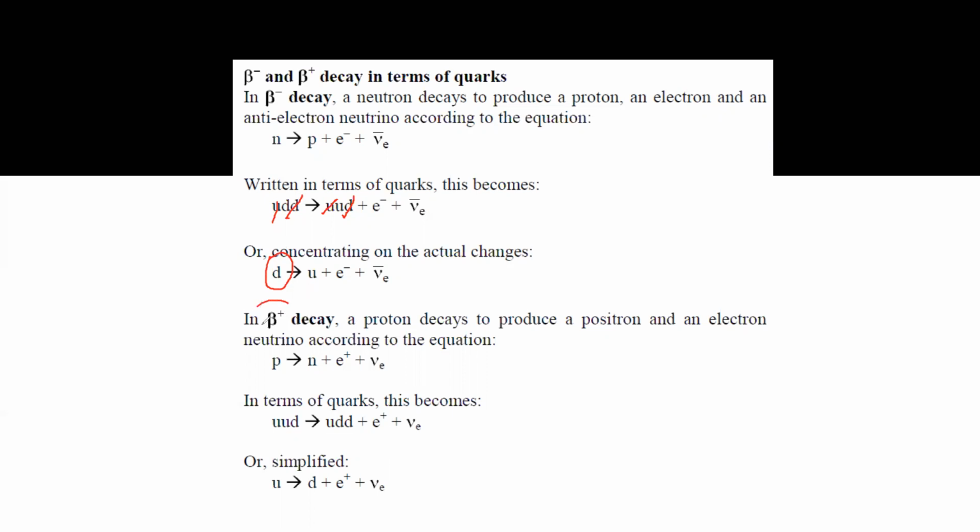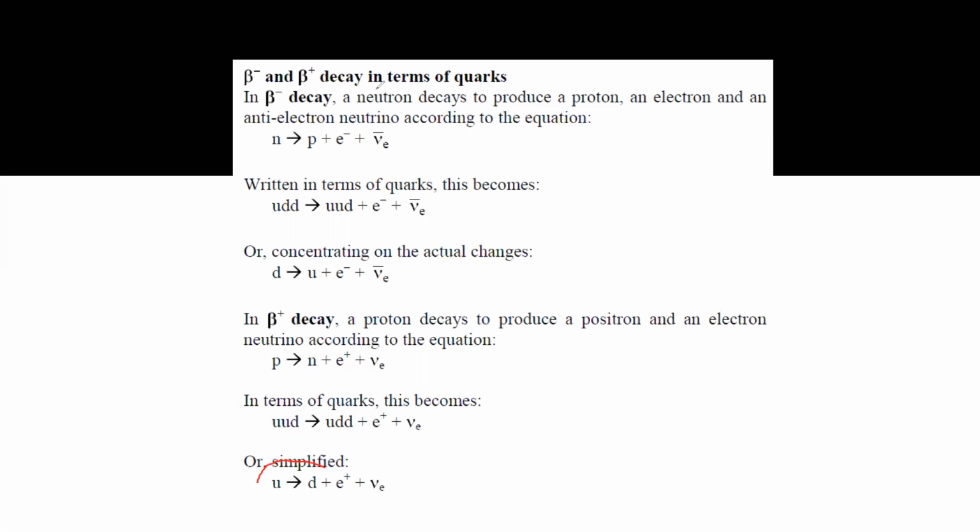And in the same way, a positive beta decay means a positron is released. So a proton decays to produce a neutron, a positron and an electron neutrino. When we write it in terms of quark composition, it is up, up and down, and this is up, down, down. When we simplify, up will cancel with up, down will cancel with down. So it means an up quark changes into a down quark, a positron and an electron neutrino. So the equation we can just work out.